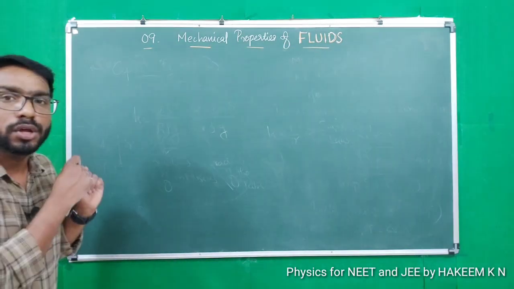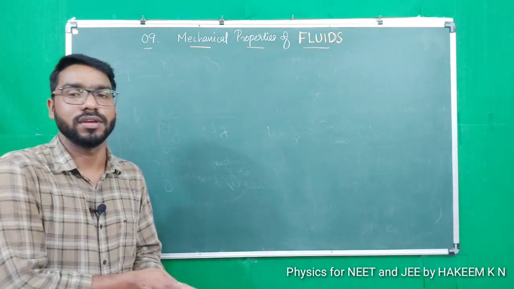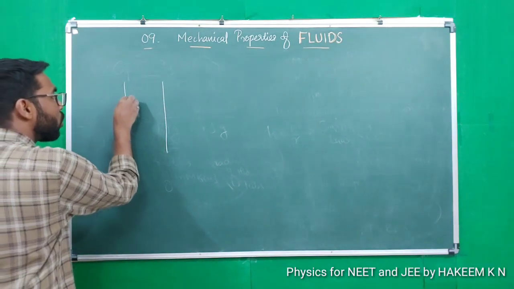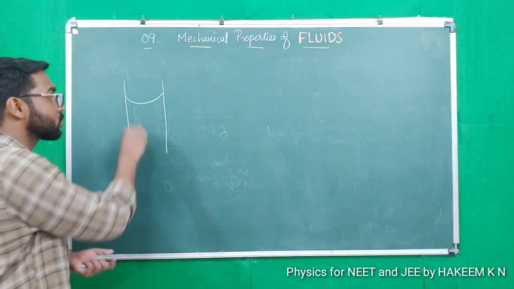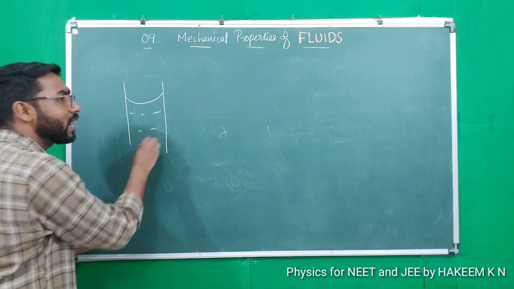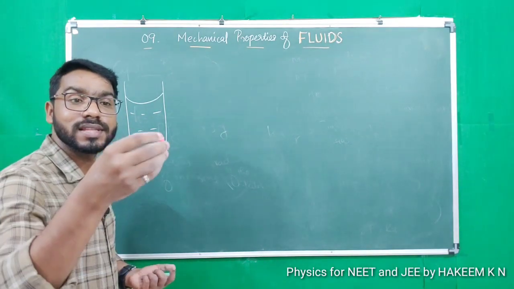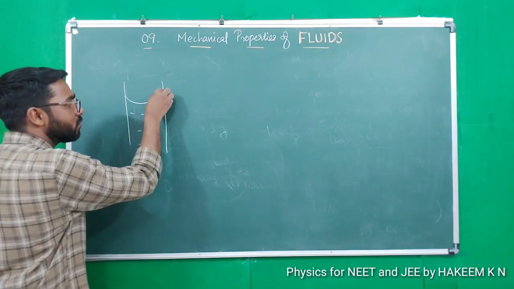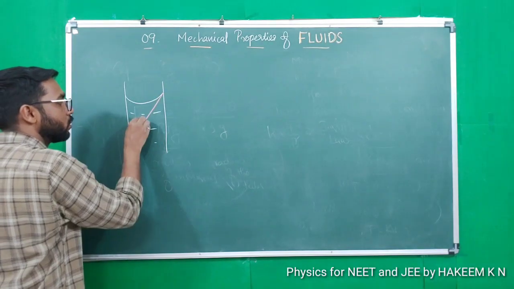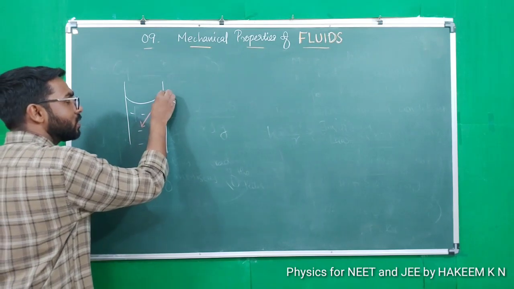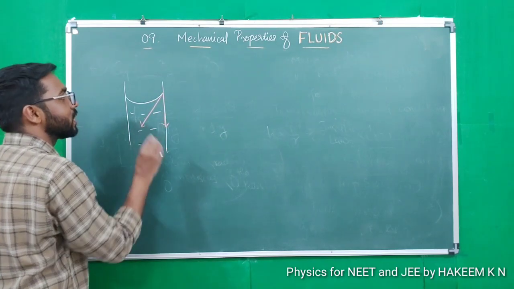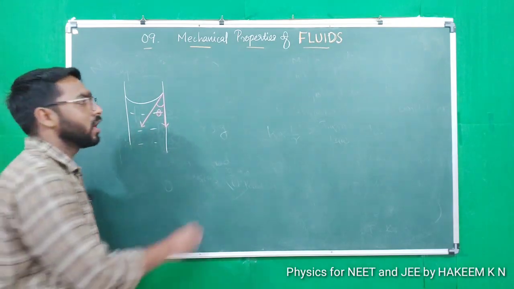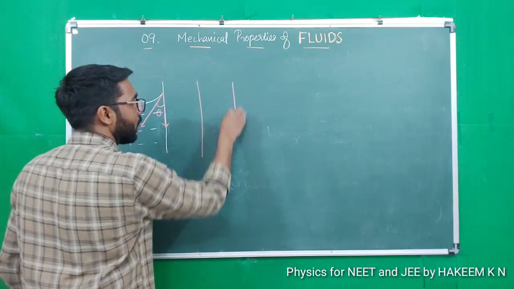Okay, when the meniscus is concave, the angle of contact will be less than 90. How to draw the angle of contact? Tangent of the liquid surface at the point of contact and the solid surface inside the liquid, and this is the angle of contact.